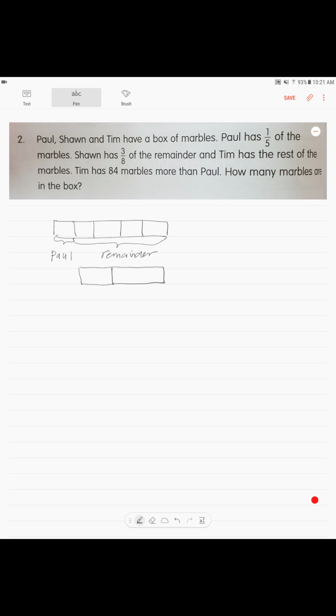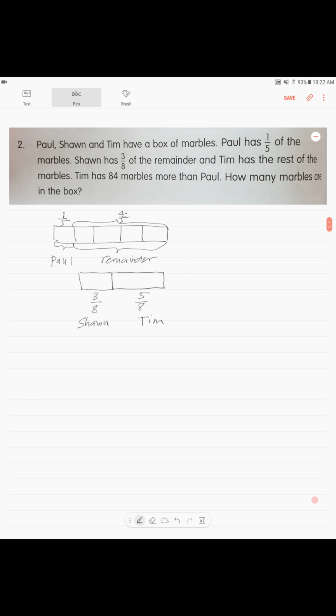So we can split it like this and say that this is the fraction of 3/8, this is the fraction of 5/8. And this is Sean, and this is Tim, right? So we also know that Tim has 84 marbles more than Paul. But before that, let's think about it. If Paul has 1/5 of the whole, the remainder is 4/5 of the total.